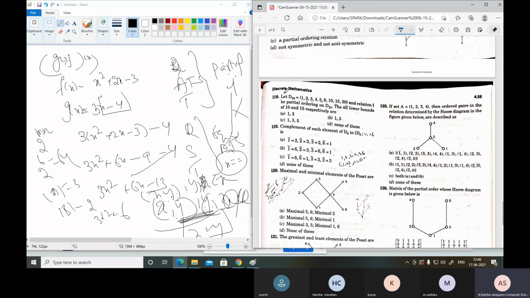And here D13. So relation on this number. Now the lower bounds. So దీనికి lower bounds find out చేయాలి. So lower bounds ఎలా find out చేస్తారు?